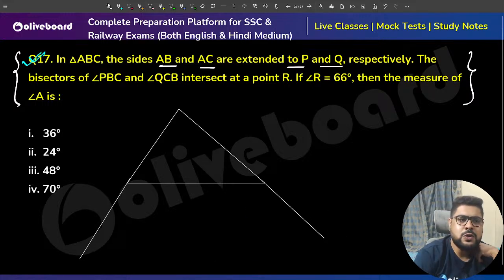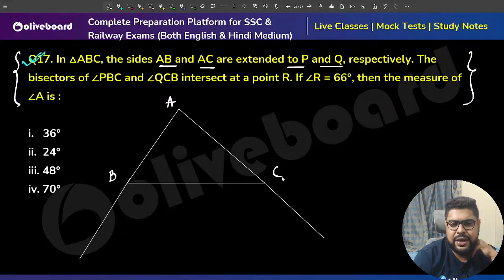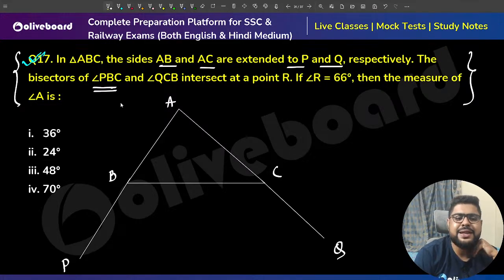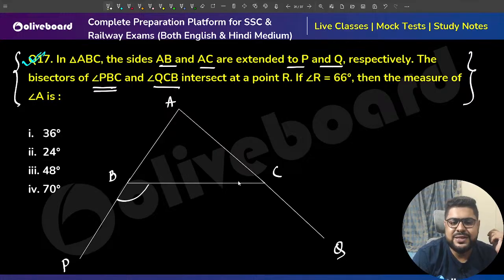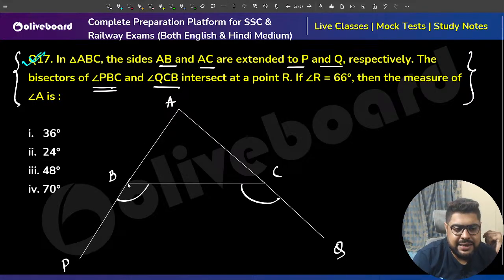Okay, sir. So ABC, A, B and C. AB is extended to P, AC is extended to Q. Now bisectors of PBC, you see PBC means this angle, and QCB is this angle. They intersect each other at point R, sir.